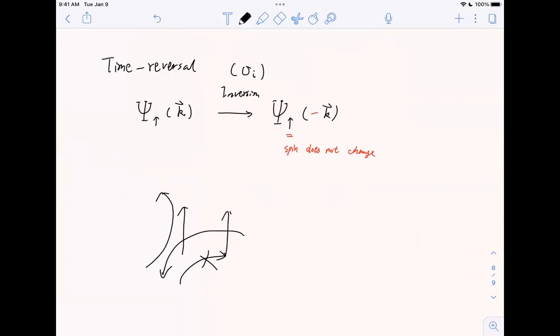But MoS2 is not a magnetic material, and we have not applied a magnetic field yet. So it has time reversal symmetry. It's very general. For condensed matter, as long as you're not dealing with anything related to magnetism, it has time reversal symmetry.